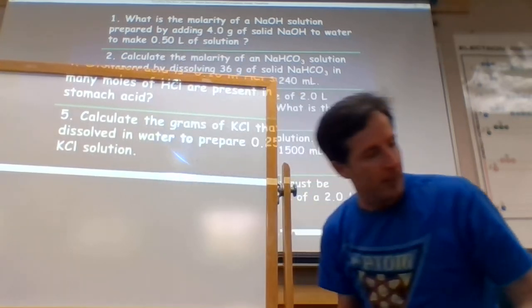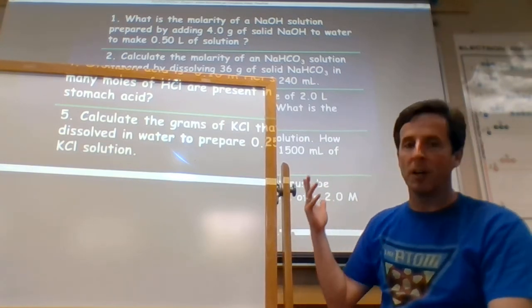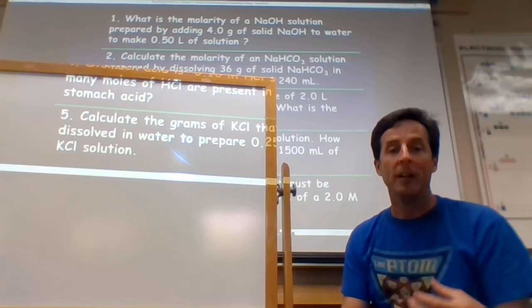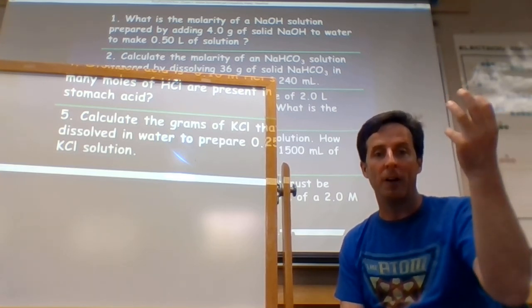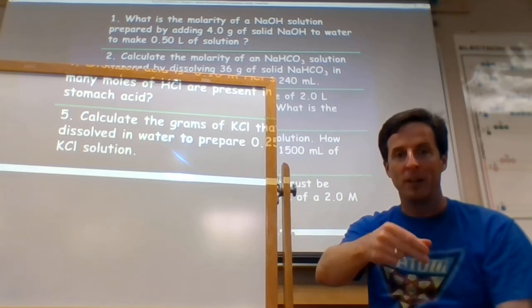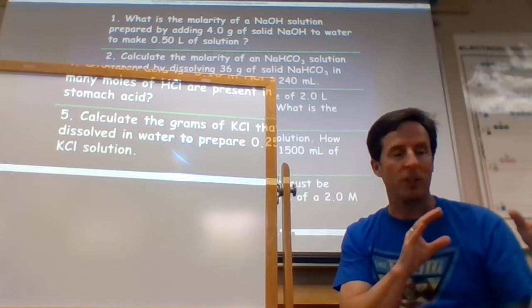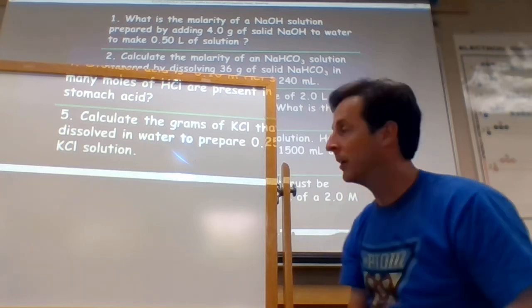Because you have to get your glassware, and if I'm making 0.25 liters of solution, that's 250 milliliters. So I'm going to get a 250 milliliter volumetric flask. But I have to put the right amount of solid in there and fill it up with water to give me the concentration I want. So this is a good problem to do that work.